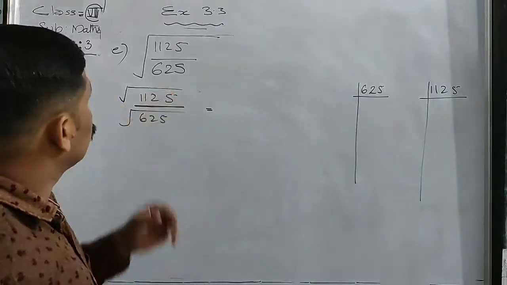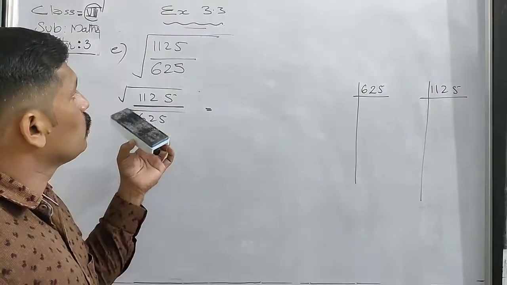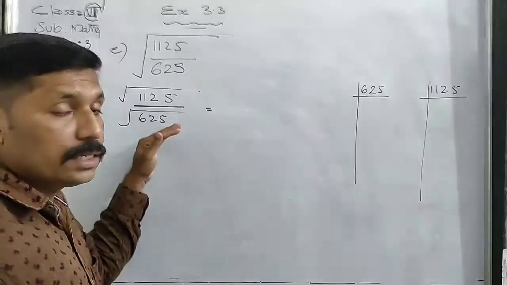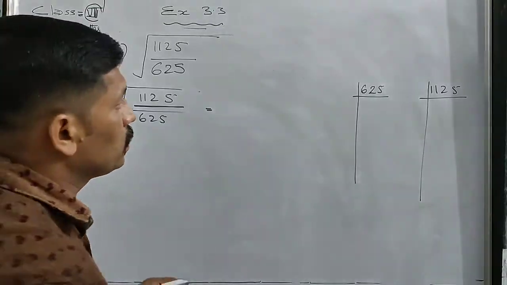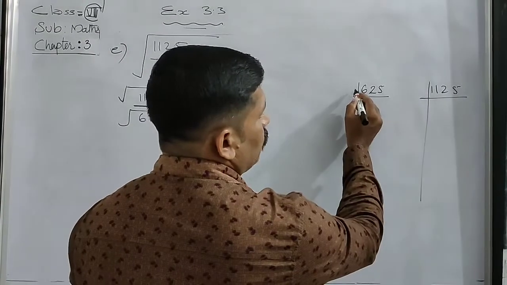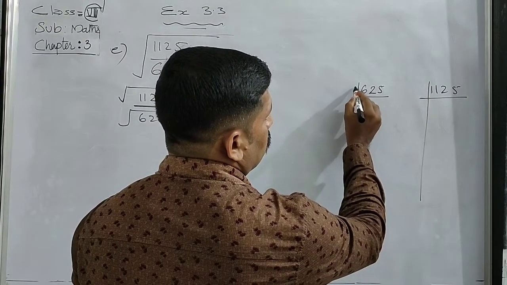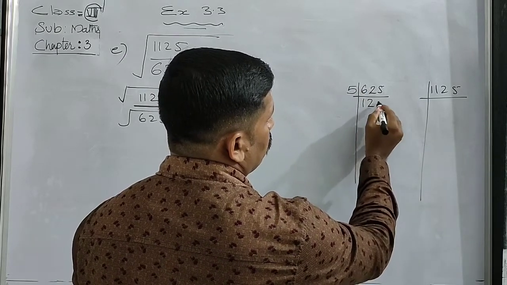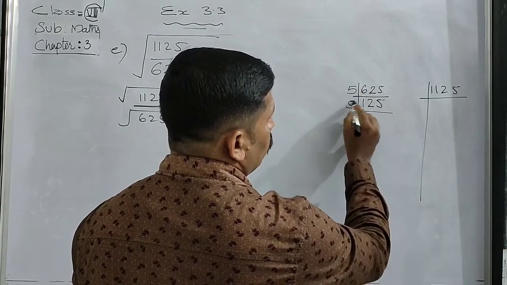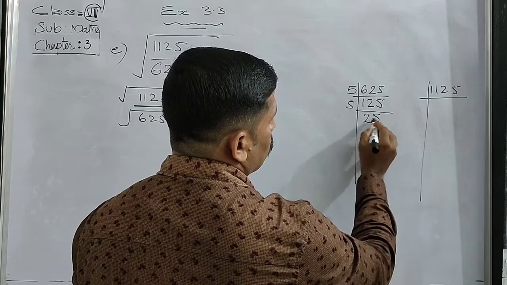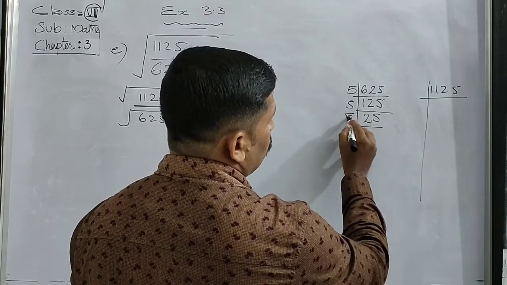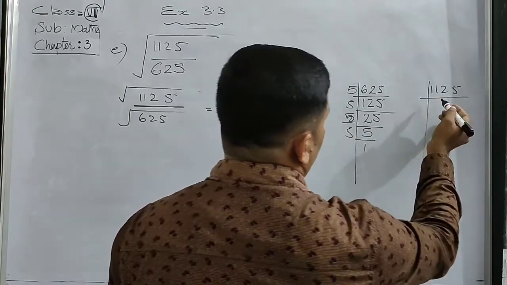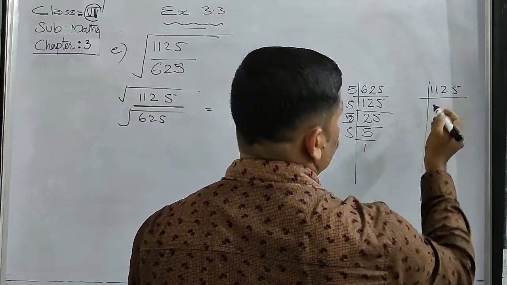Students, next question, root of 1125 upon 625. Here we calculate the root separately of each number. 625 here, we can divide it by 5. 5 1s are 5 and 5 2s are 10, 5 5s are 25. And here 5 2s are 10 and 5 5s are 25. And then we can divide by 5 and 5 1s. This also we divide by 5, or by 3 also we can do.